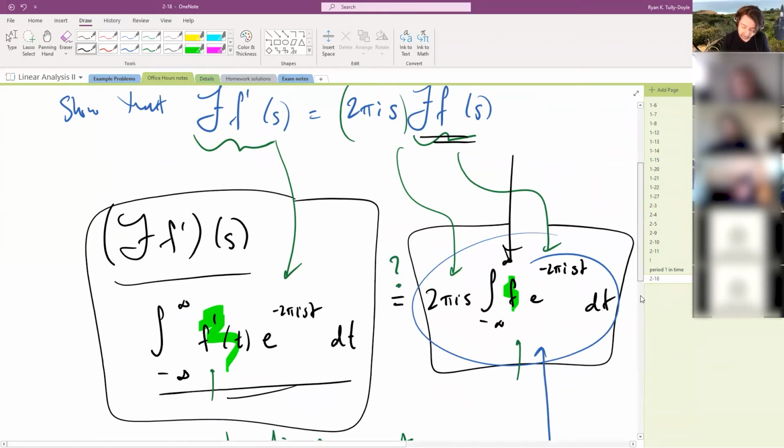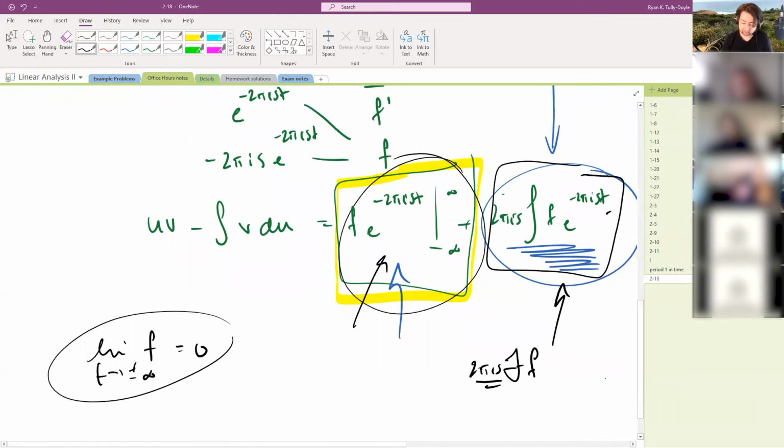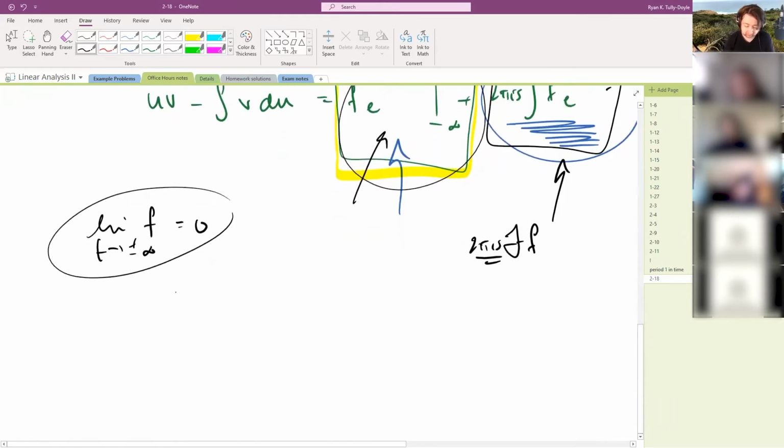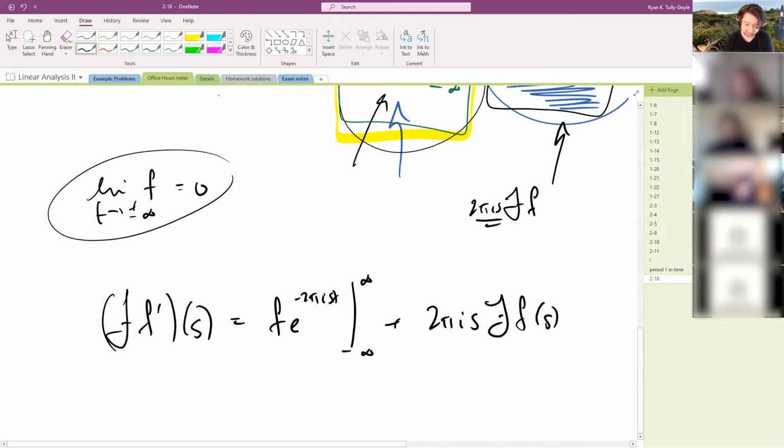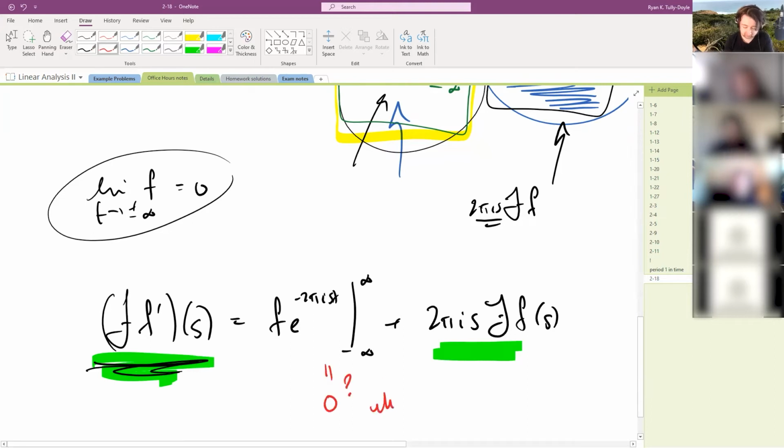So it must be the case that on the left-hand side, at this point, what we've shown is the left-hand side is the Fourier transform of f prime of s. And on the right-hand side, we have f e to the minus 2 pi ist evaluated from minus infinity to infinity, plus 2 pi is times the Fourier transform of f. And what we were trying to show is that these two things are equal. So the only possibility is that this must be equal to 0. And now your next question is, why is that equal to 0?